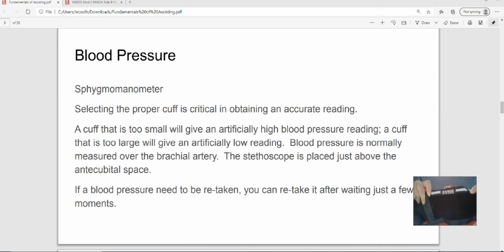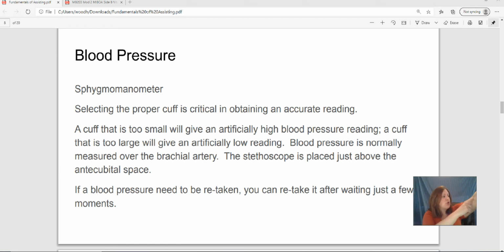When you put that cuff around the patient's arm, we have this range here that when the Velcro comes together, you need to be in that range. If you are outside of that on either side, you need a different size cuff. Don't try and just say, oh, it's close enough. No, it's not. And the screen is why. A cuff that's too small will give you an artificially high reading, and a cuff that's too large will give an artificially low reading. Okay. You need to know those.